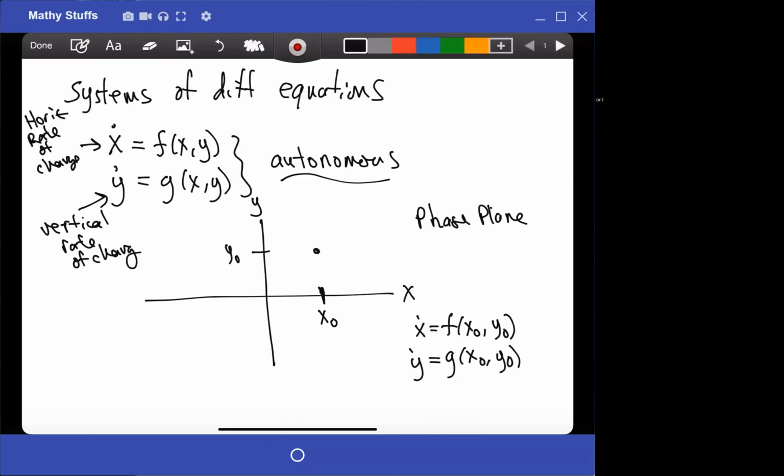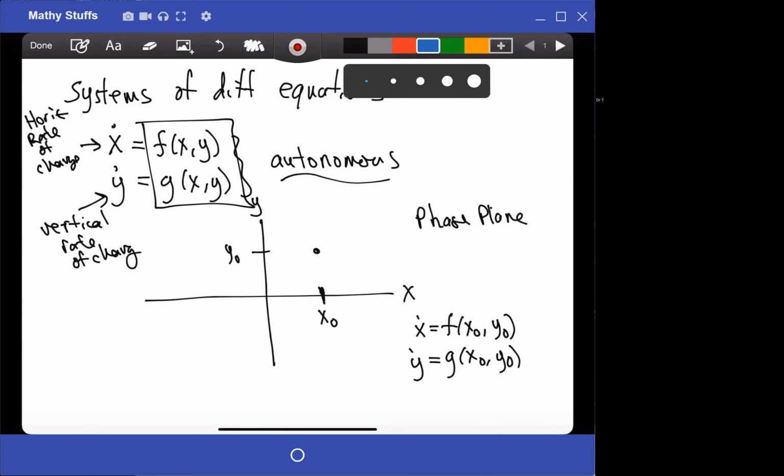So you plug the point into this right-hand side, and then you come down to the graph, and you make a little vector, and if you're doing this by hand, it's going to be very rough. This horizontal distance will represent the magnitude of dx/dt, so that's my x dot, whatever number comes out there, and whatever number comes out for y dot, I'm going to make that vertical part that high.